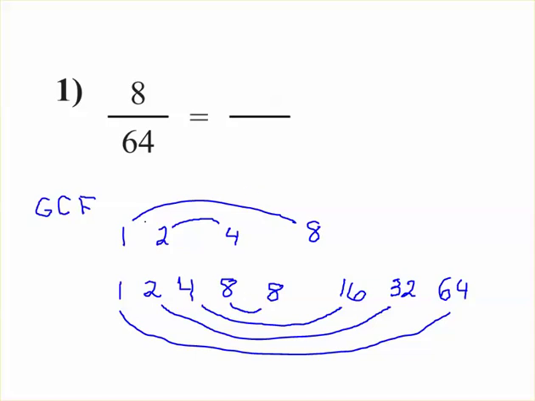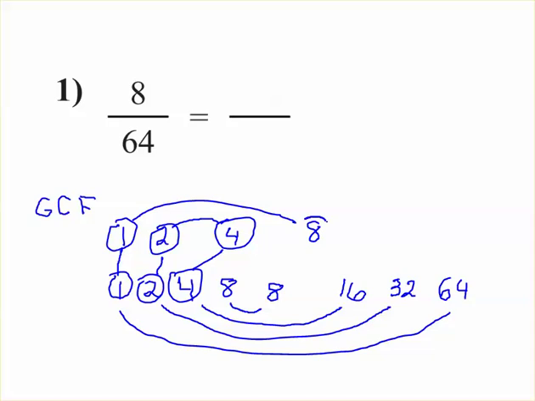Now we need to find something on the top shelf and something on the bottom shelf that match, okay? There's a 1, so 1 is a common factor. There's a 2, so 2's are a common factor. There's 4's, 4's are a common factor. And there's 8's, 8's are a common factor. Now, this is called the greatest common factor. So we want the one of these that's the biggest, and that turns out to be 8.